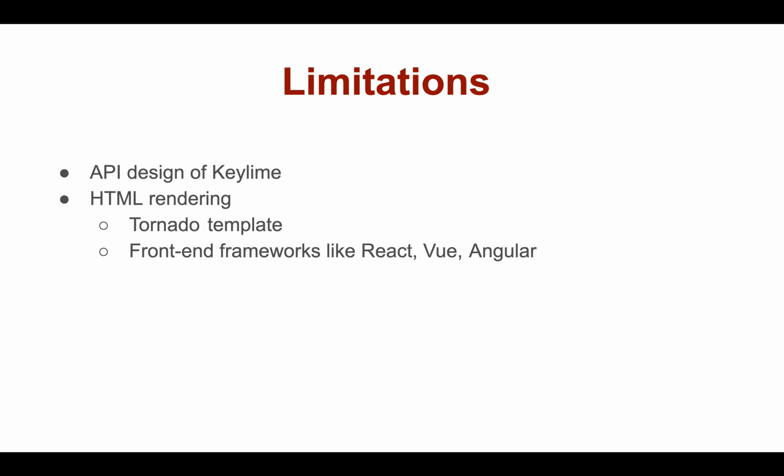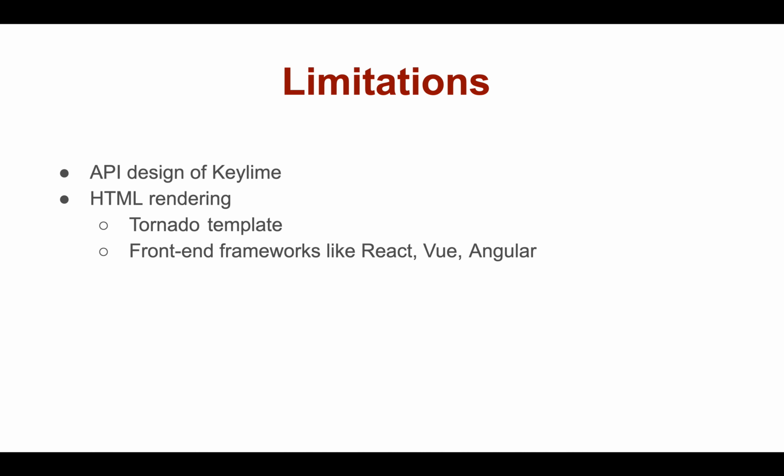Next part is the limitations of our project. One limitation is the API design of Keylime. Current Keylime APIs only allow the front end to keep sending API calls to fetch agent information from the backend, even if there are no updates. In the future, when some agents are updated, we want the backend to push data to the front end, which is more efficient.